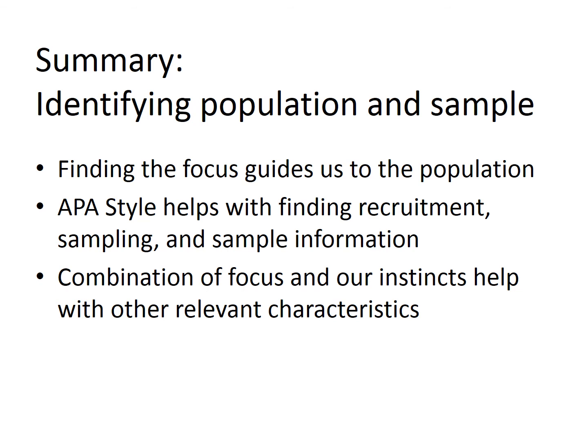So to wrap this section up, we might note 3 things. Finding the focus helps us identify the population, and APA style helps with finding the information about recruitment, sampling, and the characteristics of the sample. When we're looking at the characteristics of the sample, some information should be relatively standard, but thinking about the focus can help us think about other characteristics that might influence the results.